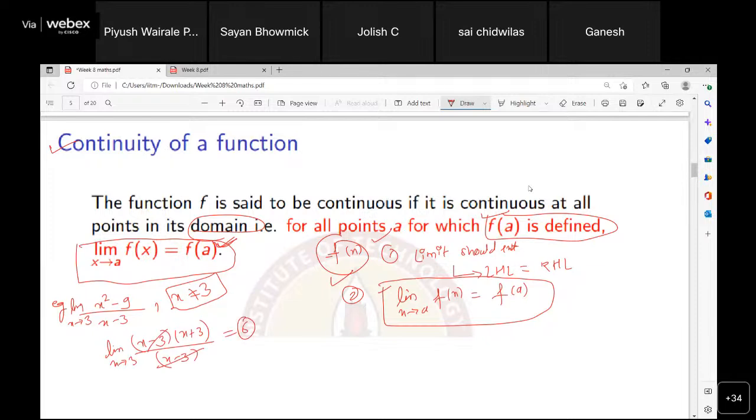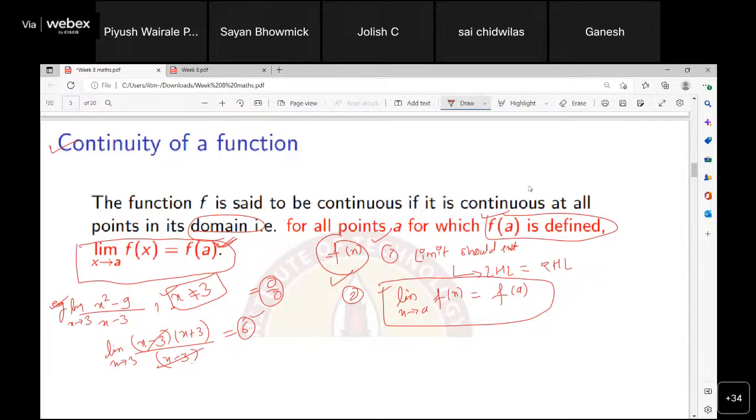Here you can see our first condition is satisfied. The limit exists, but it is not equal to f of a. If we try to put the value here, we get the 0 by 0 form, which is an indeterminate form. So this function is not defined at x equals 3, but the limit exists. So we can say the function is not continuous at x equals 3. Sir, but we can extend this if the function is defined for the whole interval. If I explicitly tell, like in a piecewise defined function, that at x equal to 3 the value is 6, then it will be a continuous function.